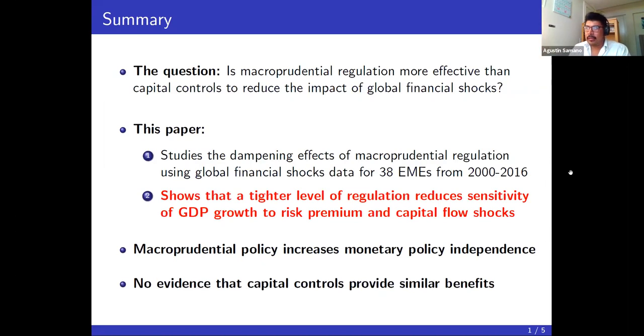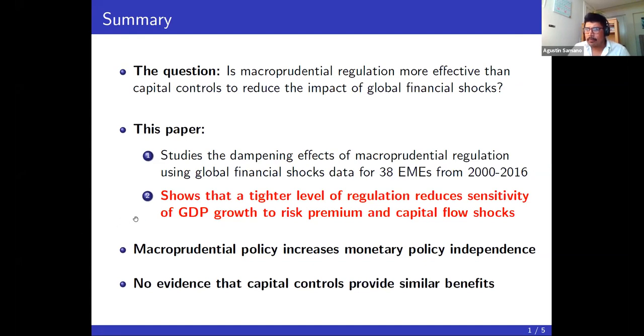As a summary, what I understood to be the main question is: how effective is macroprudential regulation at reducing the impact of global financial shocks, which is something that all of you in some sense have been addressing. They study the effects of macroprudential regulation against global financial shocks using data only for emerging economies. This is slightly different from the paper by Kristin, who has a sample of advanced and emerging economies as well.